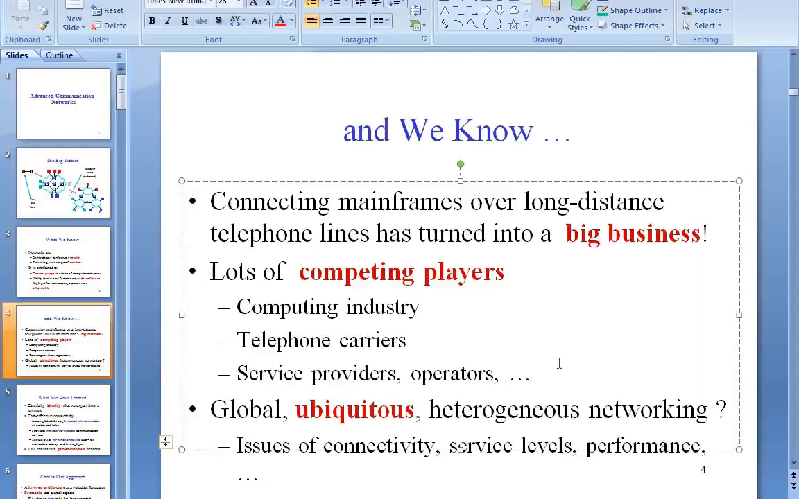In these global and heterogeneous networks, we are facing some issues in the form of connectivity, service level and performance. Connectivity: how will these heterogeneous devices be connected with each other, and what would be the mode of connectivity. Service level: what kind of services it provides. If you compare the service level for a normal user with a premium user, a normal user can afford delay, but premium users don't compromise on the quality of service.